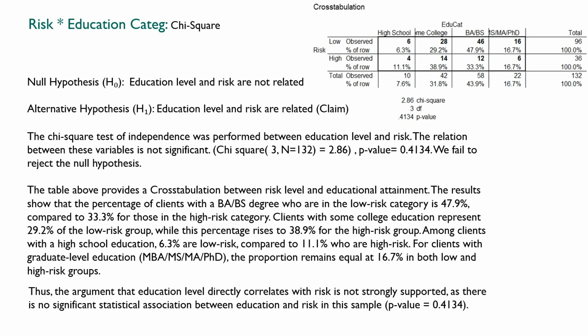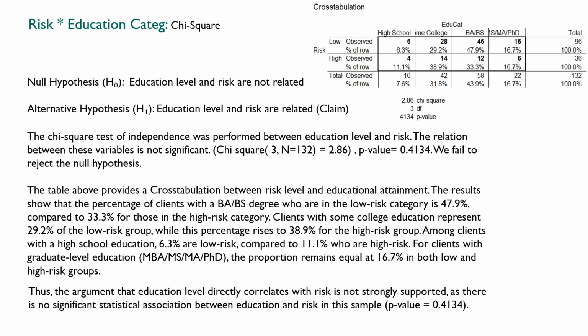The hypothesis here is the risk versus education category. The claim, education level and risk are related, which is the alternative hypothesis. The chi-square test of independence was performed between education level and risk. The relation between these variables is not significant. With p-value equal to 0.4134, we fail to reject the null hypothesis.